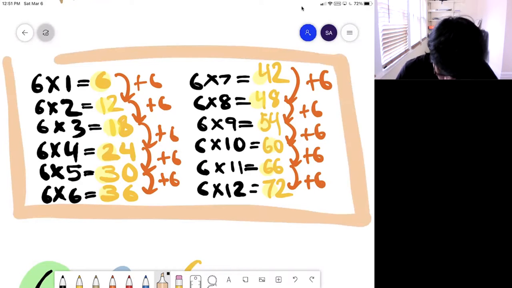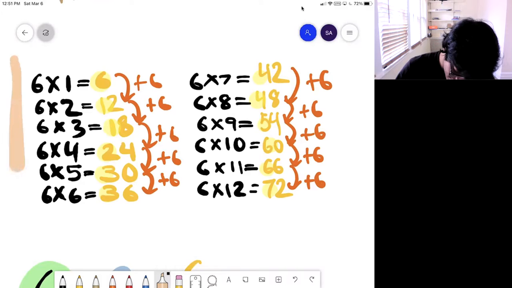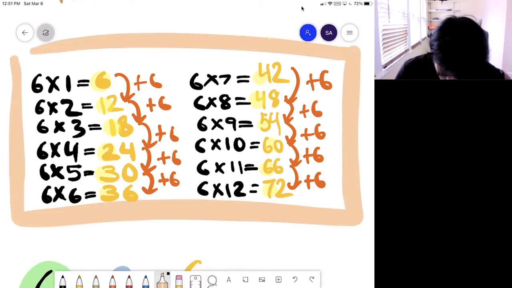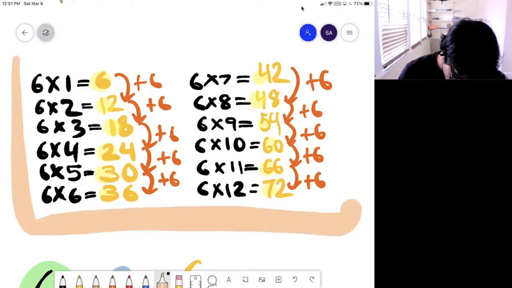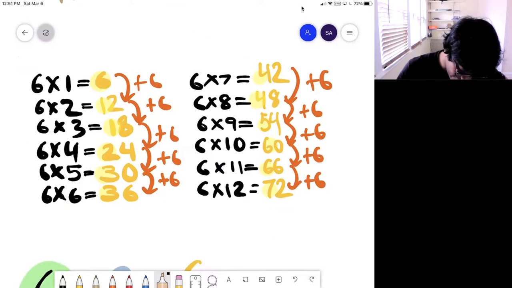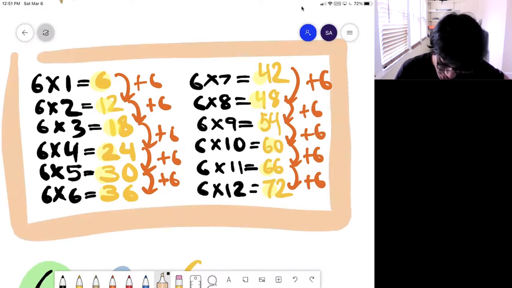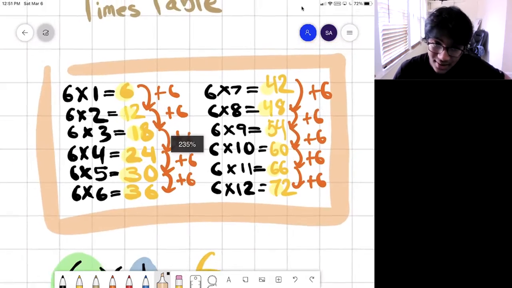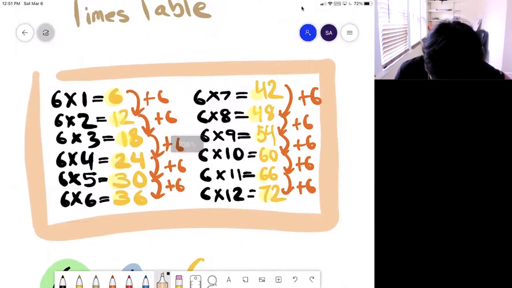So what can we do now that we have the entire 6 times table? Well, we can do a lot of things. If someone tells you they have 6 baskets and 5 apples in each basket, well, you can just do 6 times 5. That's 30.